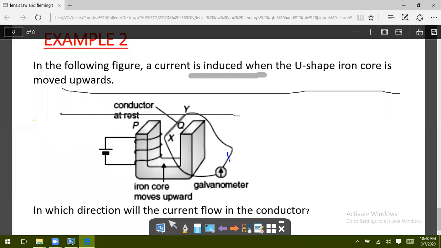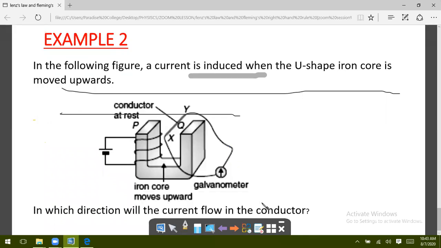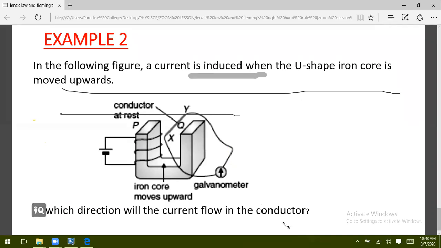Now let's take a look at the second example. The second example is not as easy as the first one. This time we have a solenoid connected to a source. First of all, let's identify the current direction. Tell me which direction current flows. Is it from positive to negative or negative to positive? Positive to negative. Very good, positive to negative.